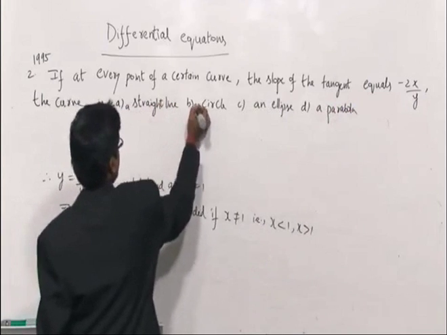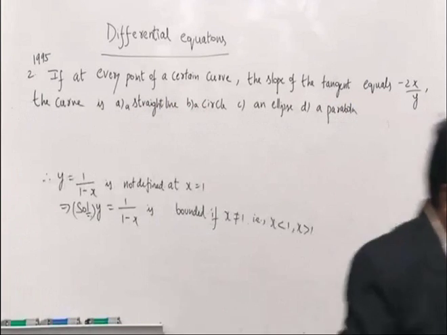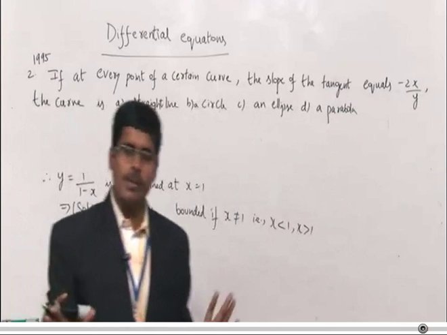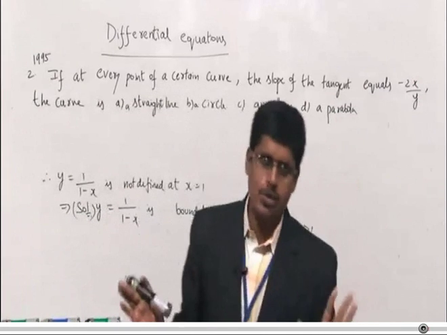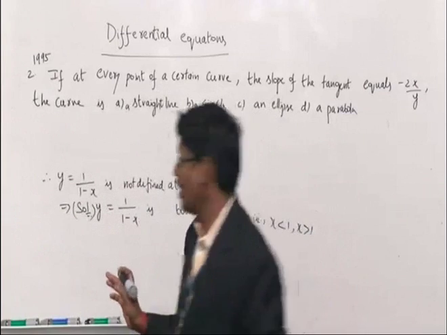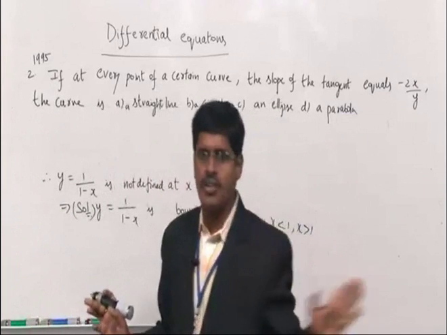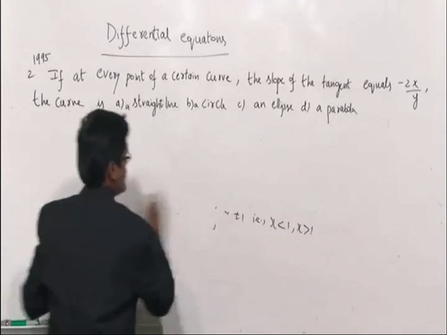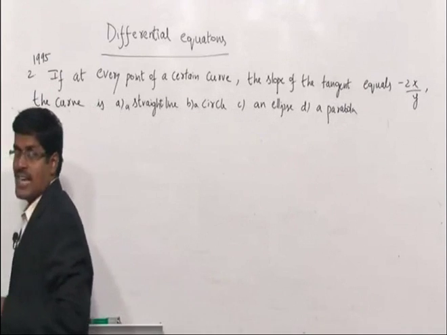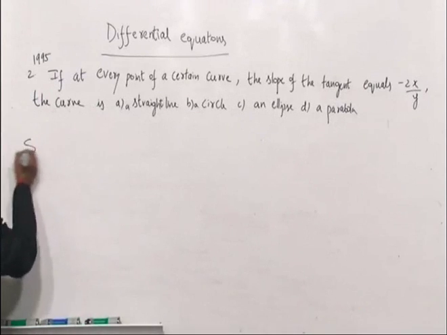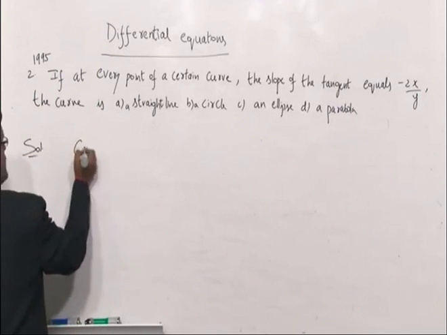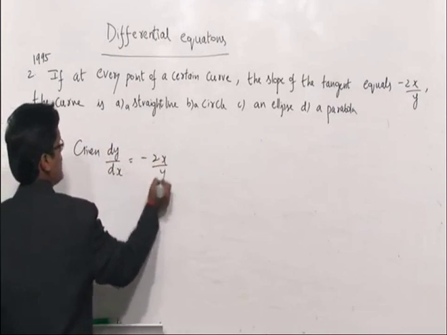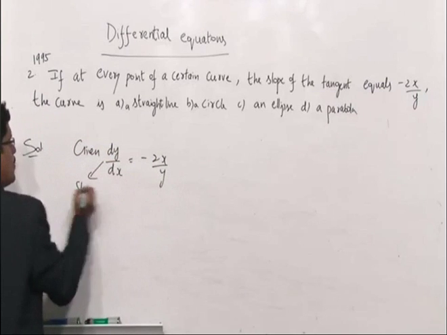So what exactly does the general solution tell us? It represents a family of curves. We know the standard curves: circle, ellipse, hyperbola, rectangular hyperbola, parabola, straight line, all this 2D geometry. There are so many curves whose names we don't know. Every solution represents geometrically a family of curves. So what is dy by dx? Slope of the tangent. So given dy by dx is equal to minus 2x by y, this is the slope of the tangent.